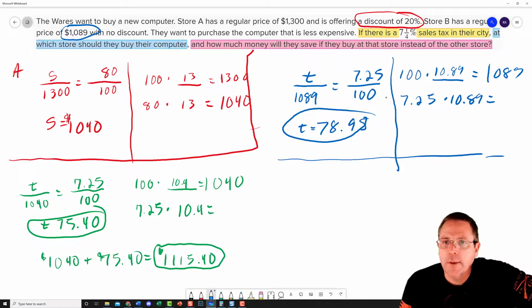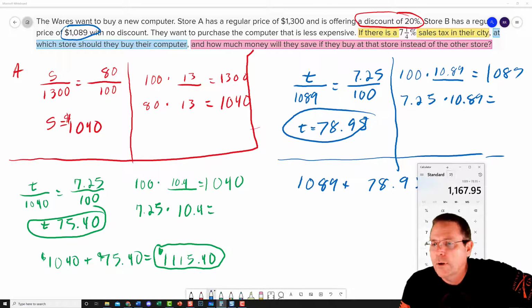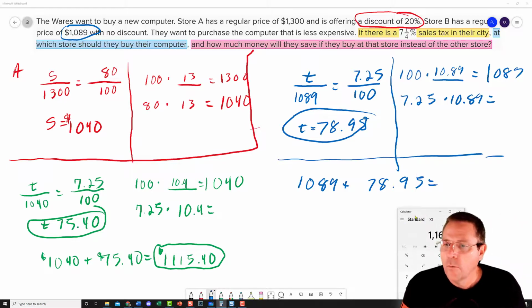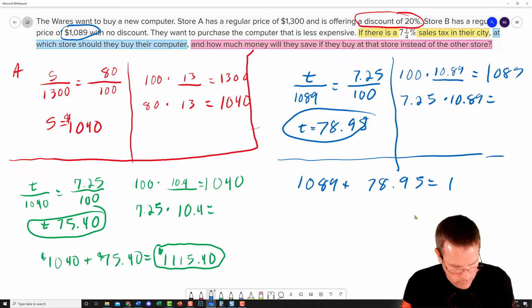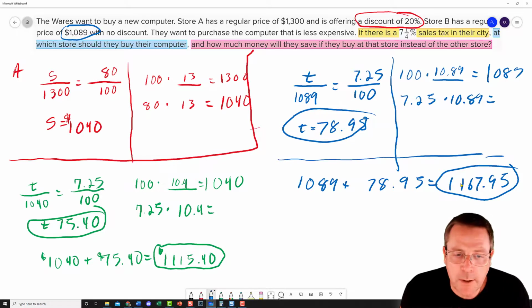So we're going to take the $1,089, add to that $78.95, and when we do, we're going to get 1,089 plus 78.95 equals $1,167.95. But that still doesn't get us to where we need to go.